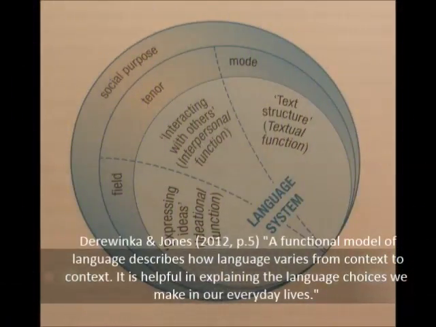Derewianka and Jones say that a functional model of language describes how language varies from context to context. It is helpful in explaining the language choices we make in our everyday lives, and it shows, for example, how oral language differs from written language and how the language of mathematics differs from the language of literature. It enables us to work at a variety of levels from the word right through to the texts and to see systematic relationships between these levels.